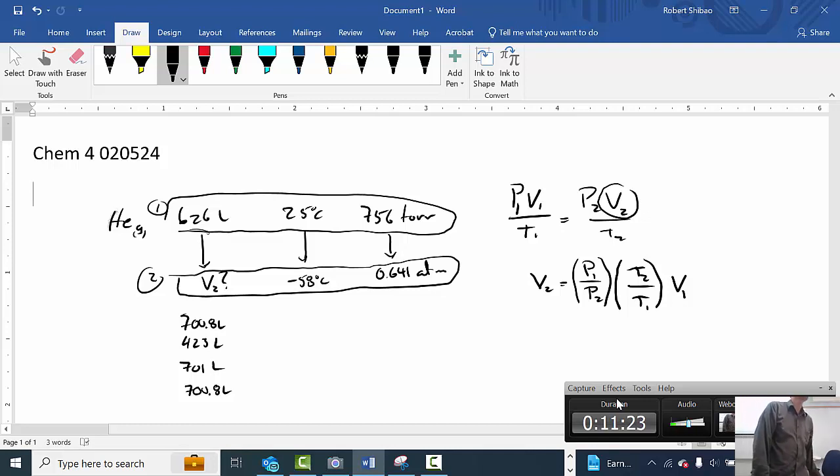If you're completely stuck, we want to write out the one law. We have a whole bunch of conversion factors from chapter 4 as well.